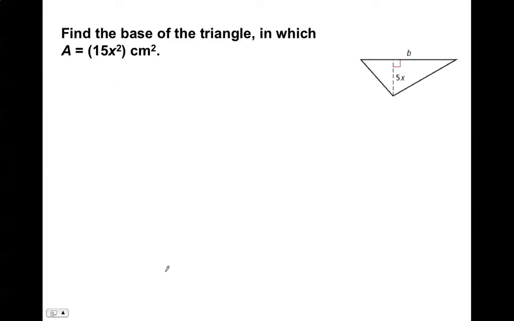So here we need to find the base of a triangle in which the area is 15x squared centimeters squared. To find the area of a triangle, it's 1/2 base times height. Let's make our list. Our area is 15x squared. That's all from here, so now let's look at the diagram. 5x is your height, and we're trying to find the base.